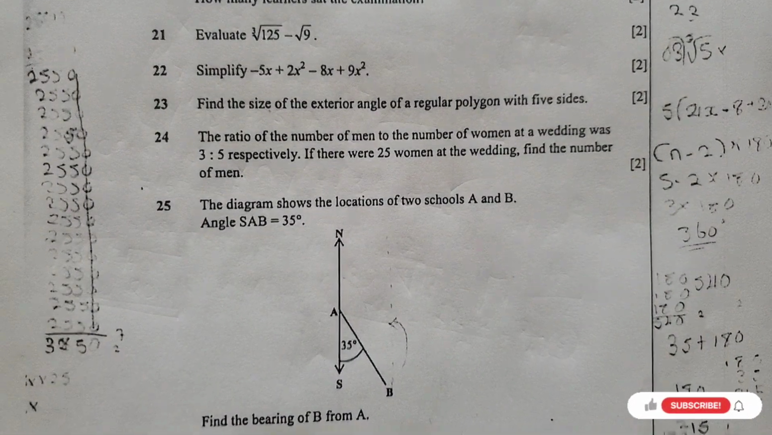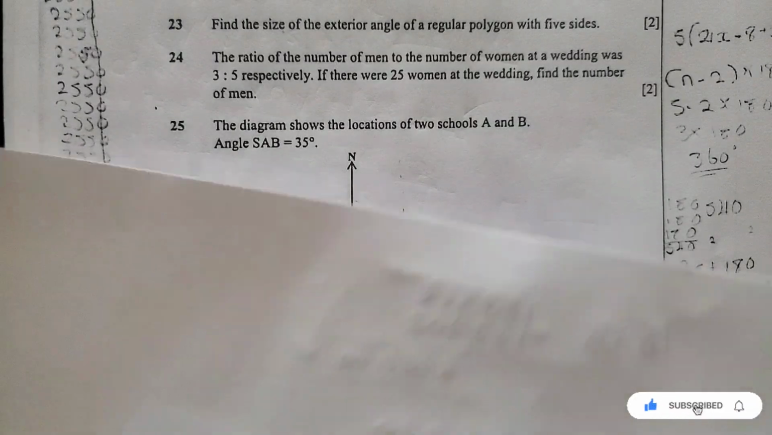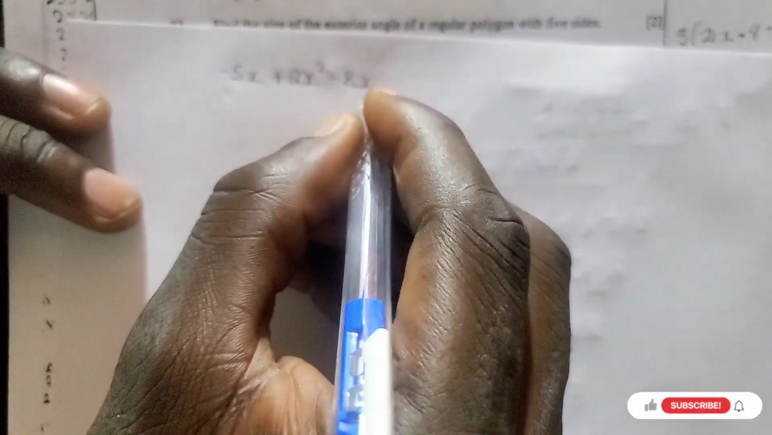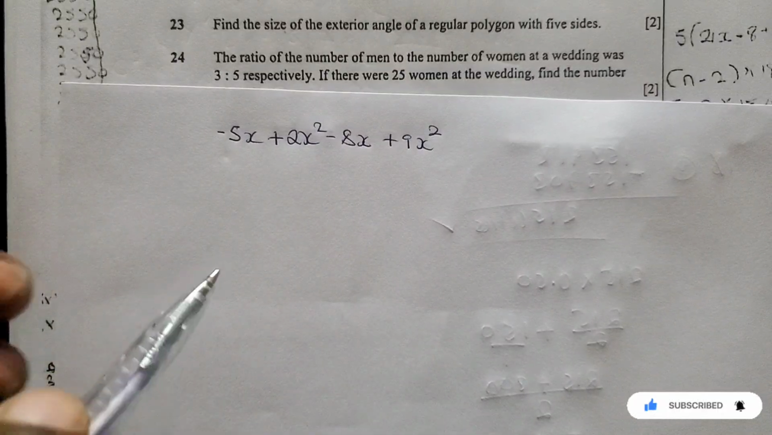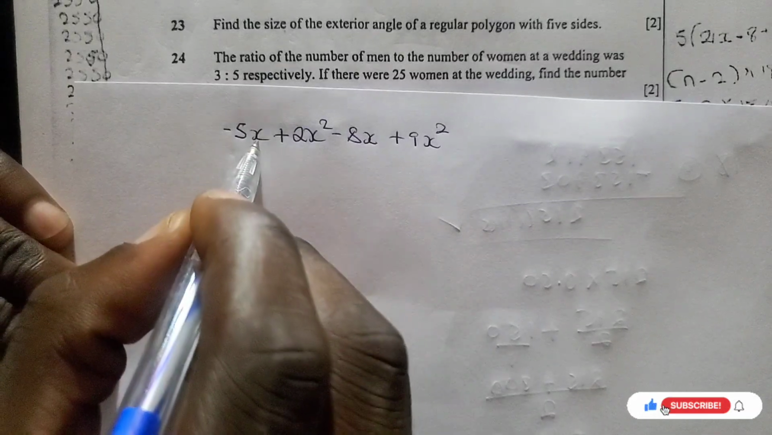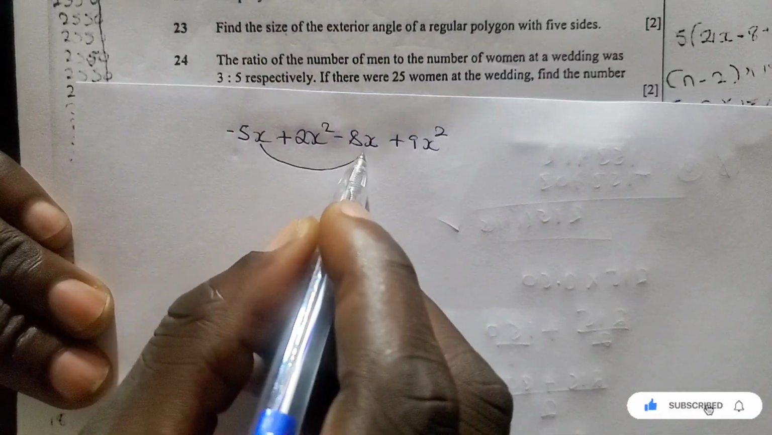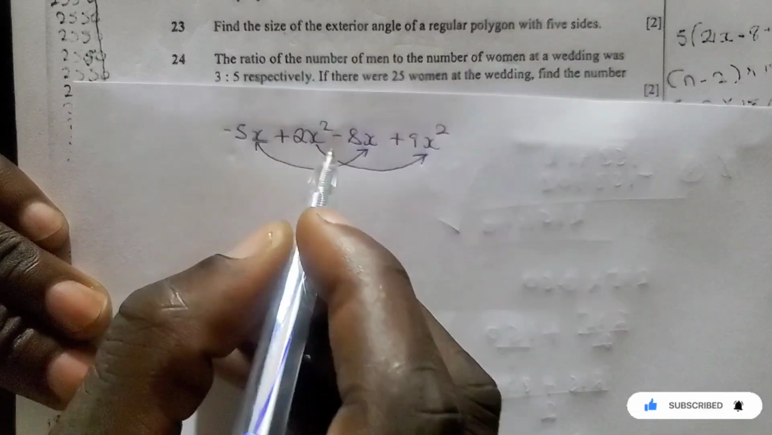Question 22. Look at question 22. Question 22 is saying, simplify negative 5x plus 2x squared minus 8x plus 9x squared. Now, when you want to simplify, we first look for like terms. To identify like terms, we use variables, or letters. So this one is raised to the power 1, invisible 1, and this one is raised to the power 1. So these are like terms. This one is raised to the power 2. This one is also raised to the power 2.